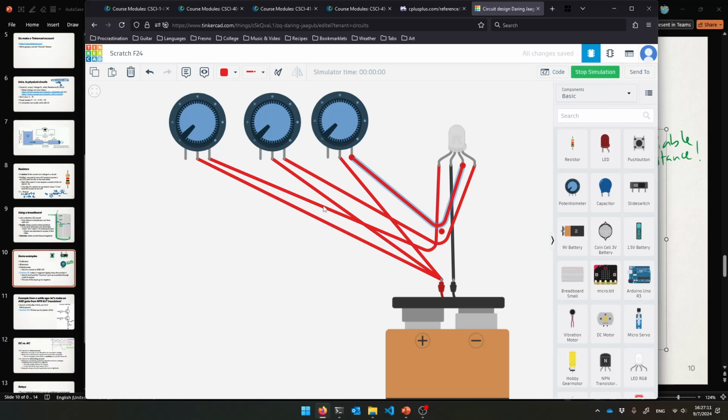If I click start simulation, right now there's nothing. It's all zeroed out. Let's make each of these 1,000 ohms still. Are they still 1,000 ohms? No, now they're a little too big. 250 kilo ohms.